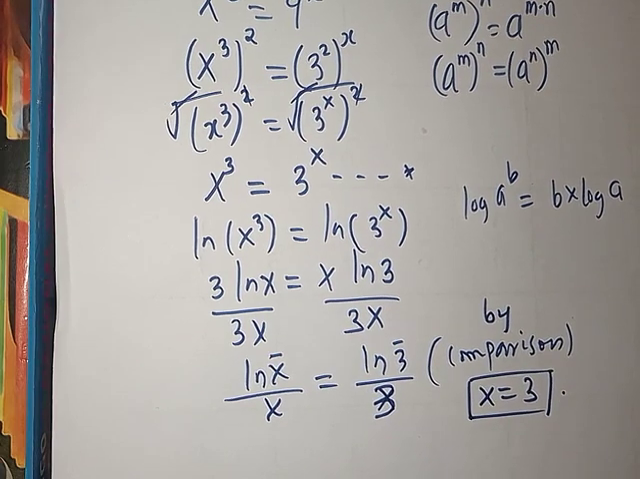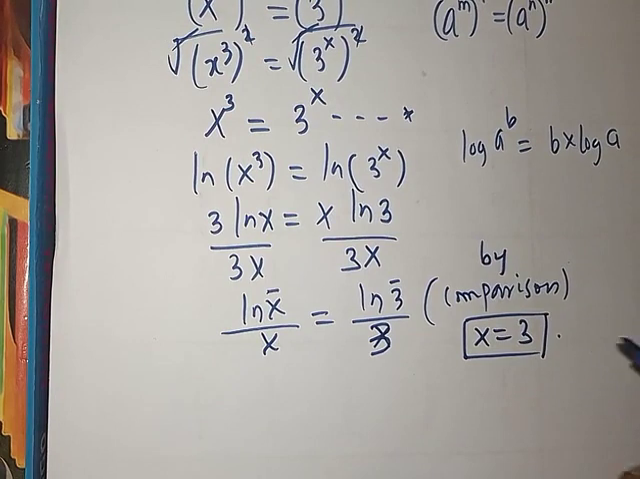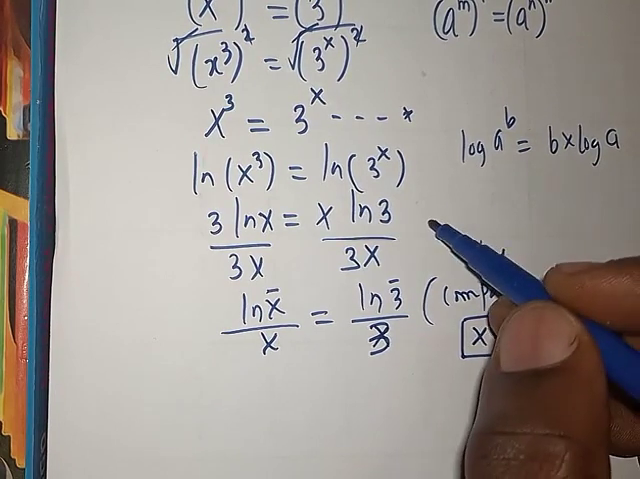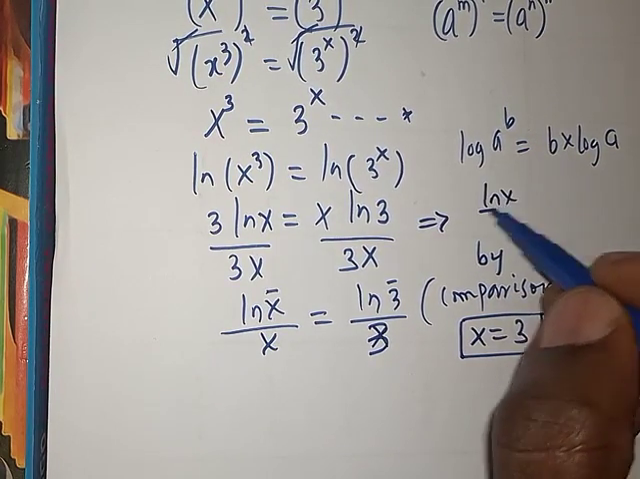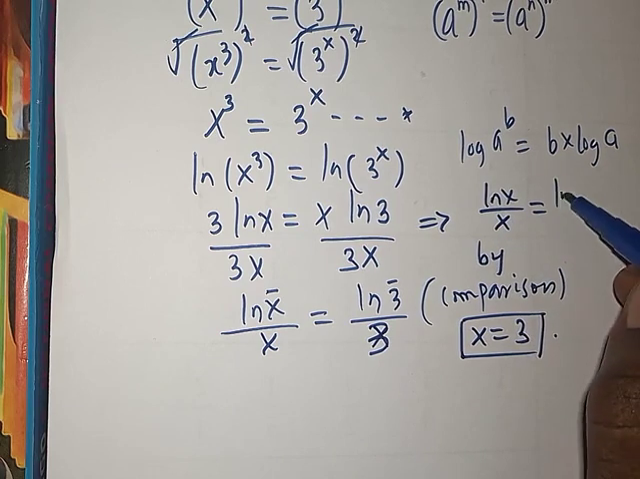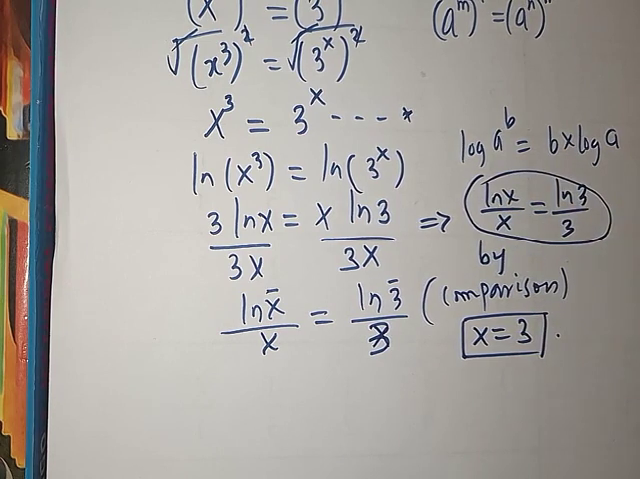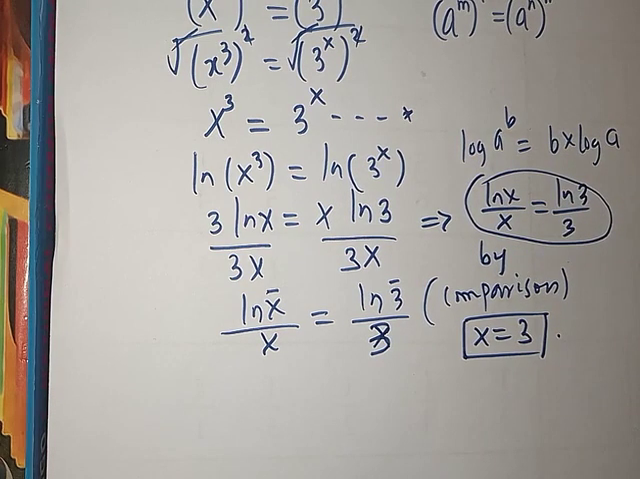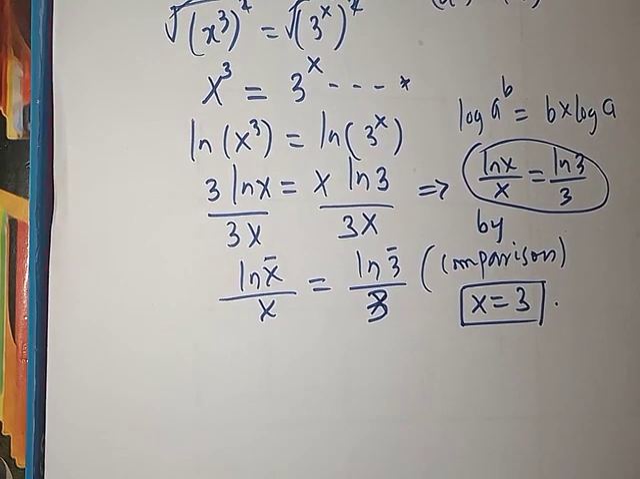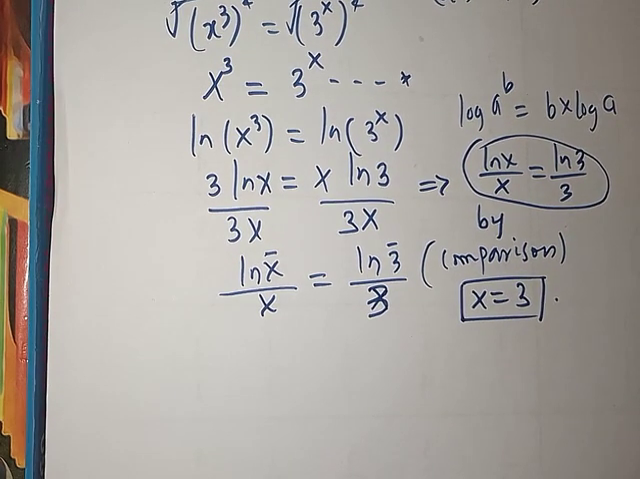But we can also know, from here, that we said ln x over x equals ln 3 over 3. From here we can continue by saying, if you don't want to use the comparison method as we did there, can we actually use another form? So we can use the Lambert W function to get the value of x. Then we see that we're going to get the value of x to be 3.